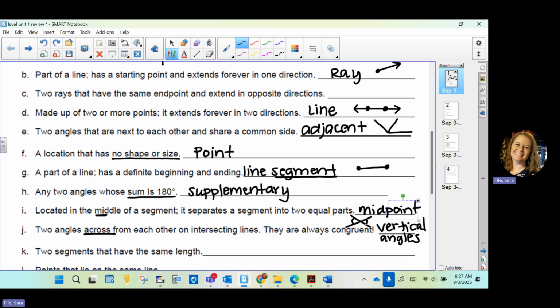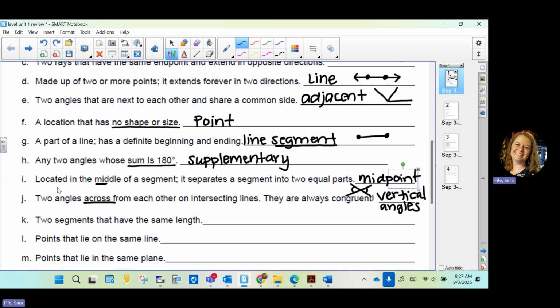Two segments that have the same length, just same size, same measure. What's the geometric term for that? It could be two segments that have the same length, or two angles that have the same measure. It's just two figures that are the same size, the same measure. What's that word? Congruent. They're equal measure.